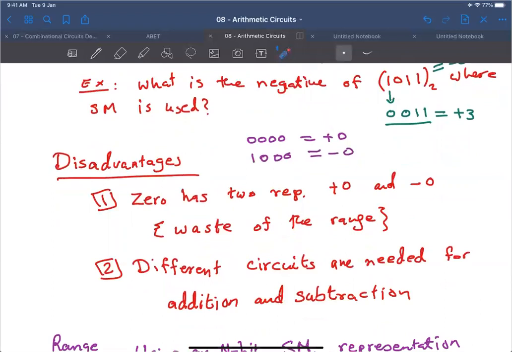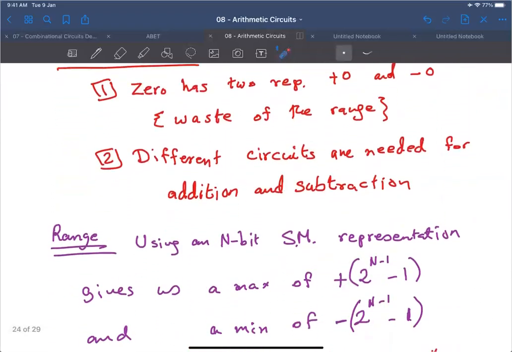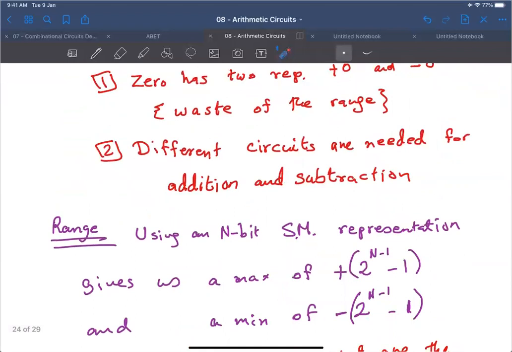What about the range of the sign and magnitude representation? If you use an n-bit sign and magnitude representation, then this gives us a maximum of plus 2 to the n minus 1, minus 1, and a minimum of negative this exact number, the negative of this maximum. So who can tell me where we get this number from? Use your information in chapter 1.